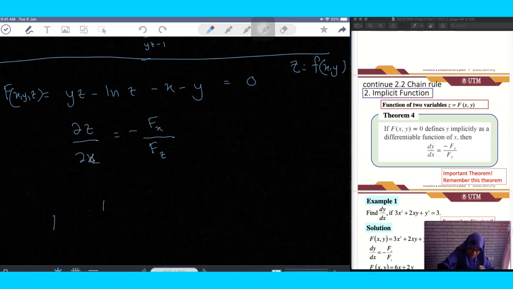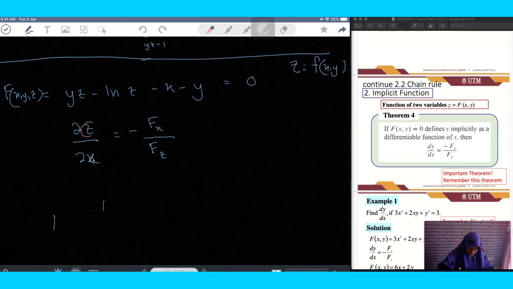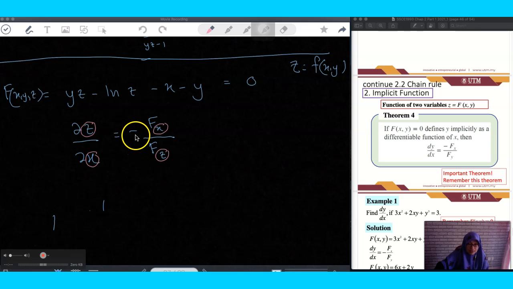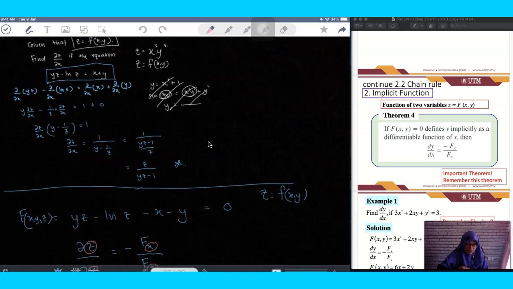So now you can see how you can memorize the formula. It's very easy. If you are looking for z over x, then you have to have x over z. Okay, but don't forget to put the negative. It must contain the negative. If you forget to put the negative, the answer is wrong. It will not be the same as the answer from the previous method, which is this one without using any formula.